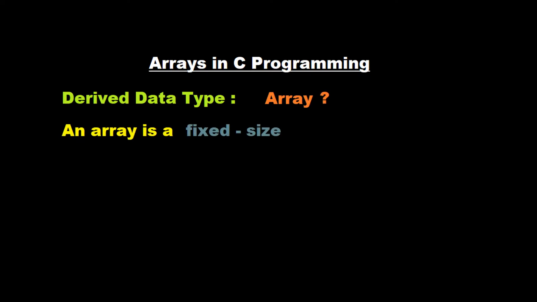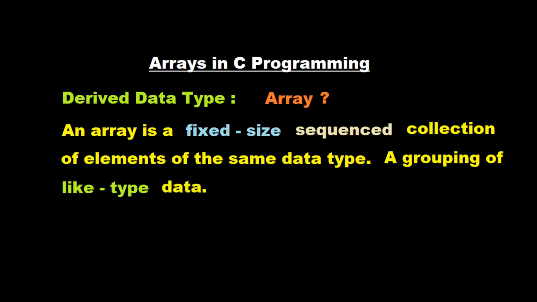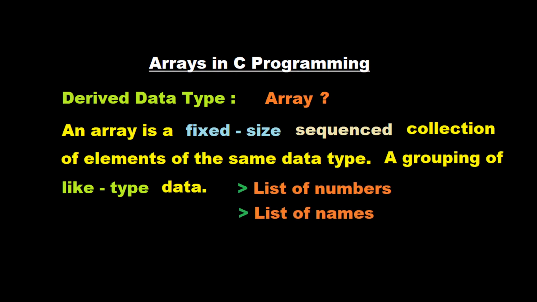An array is a fixed-size, sequenced collection of elements of the same data type. It is simply a grouping of like-type data. In simplest form, an array can be used to represent a list of numbers or a list of names.